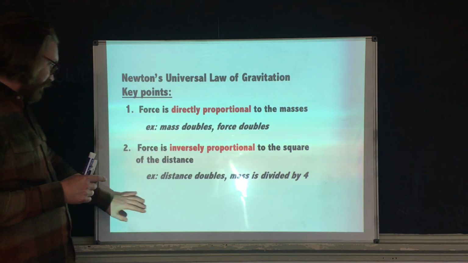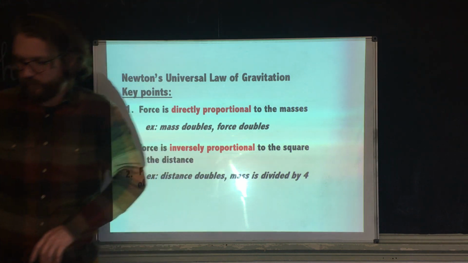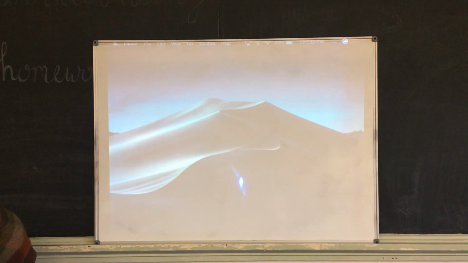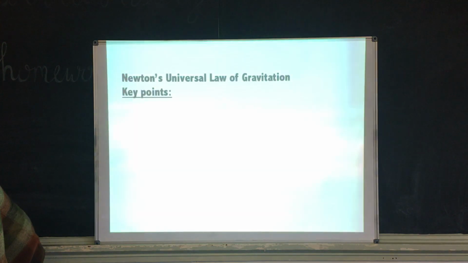say the mass is divided by 4? Oh, that should say the force is divided by 4. Hold on one second. Fix in real time. Look at that, back on track.